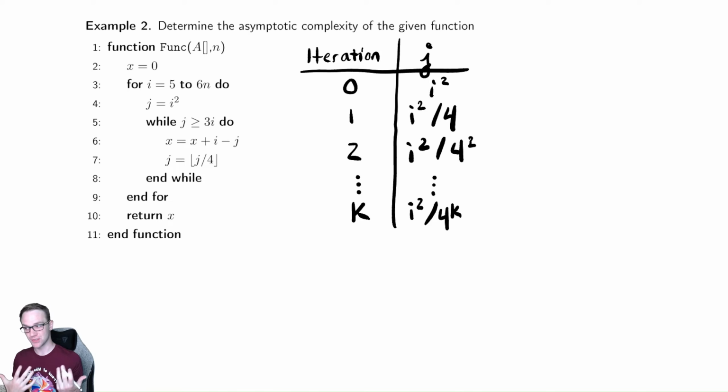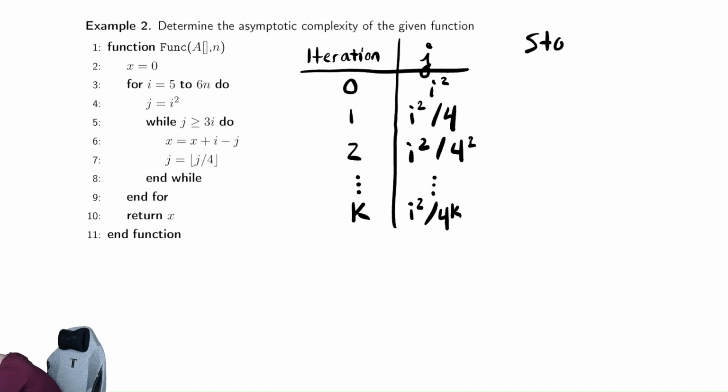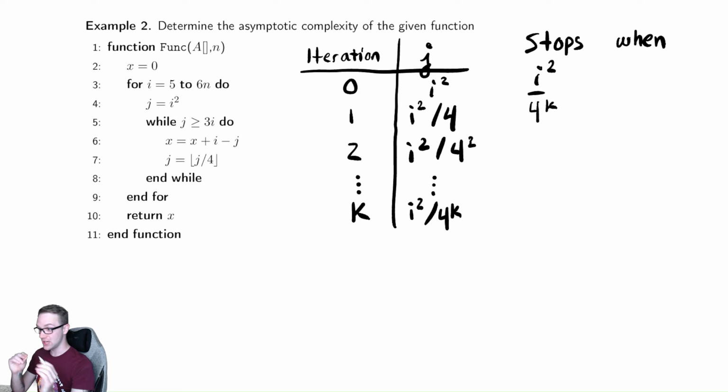Well, why is that helpful to me? That tells me after some variable number of iterations, what does j look like? What I care about is how many iterations. Well, I know the last value j could possibly take is 3i. So I could potentially use that to determine how many iterations. In particular, I know that this stops when I squared over 4 to the k, that's the value for j, equals 3i, according to the code.